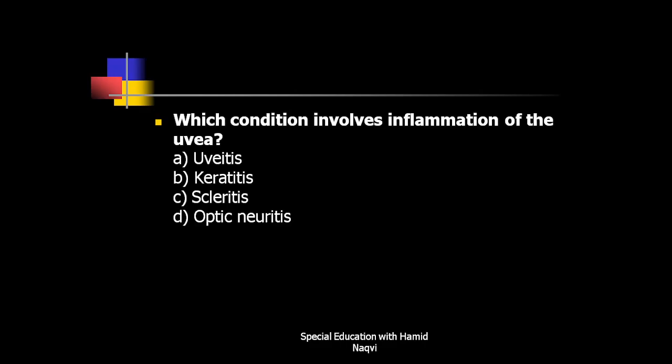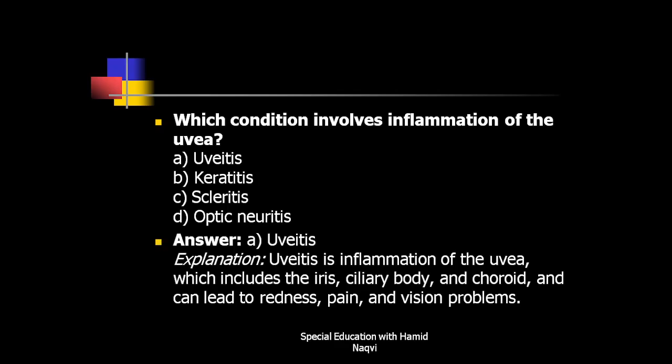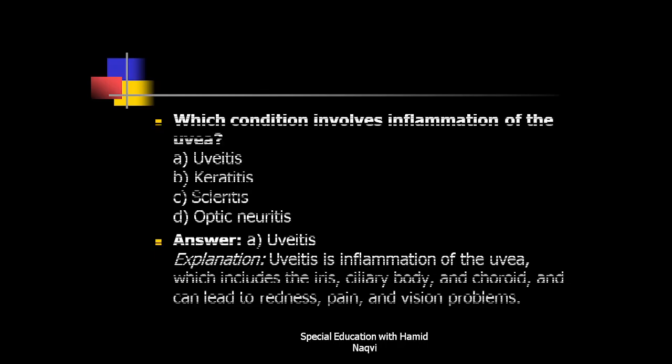Uveitis, keratitis, cellulitis, or optical neuritis? The answer is uveitis. Uveitis is an inflammation of the uvea which includes iris, ciliary body, and choroid and can lead to redness, pain, and vision problems.